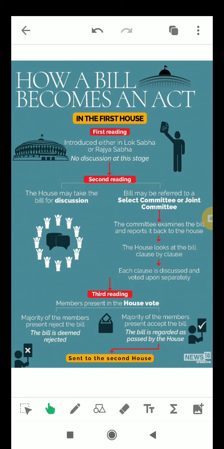So do remember this, Sucheta Kriplani was the first woman to hold the position of Chief Minister in any Indian state. Before that, all the Chief Ministers were male, but she was the first to hold the position of Chief Minister in Uttar Pradesh.